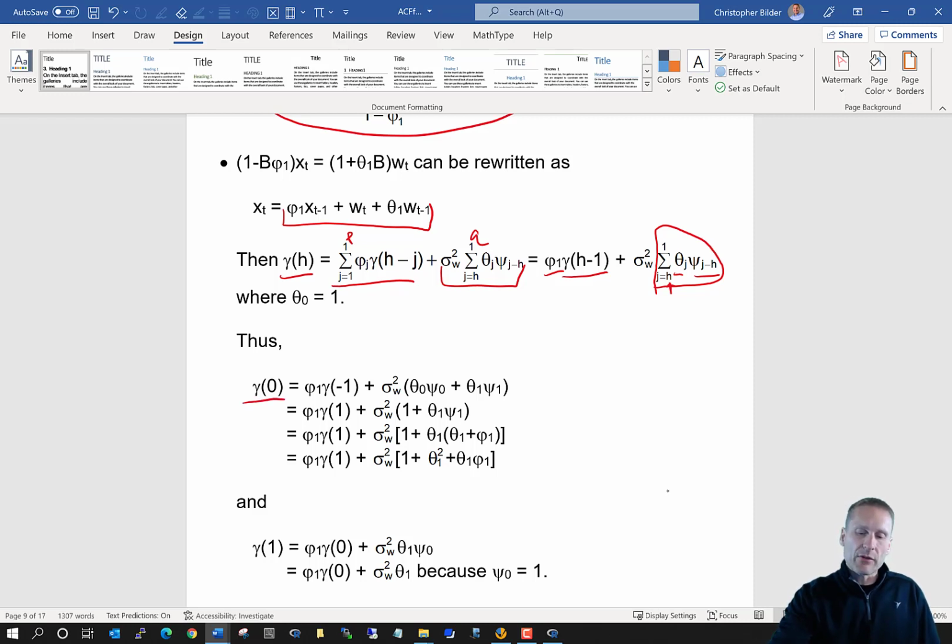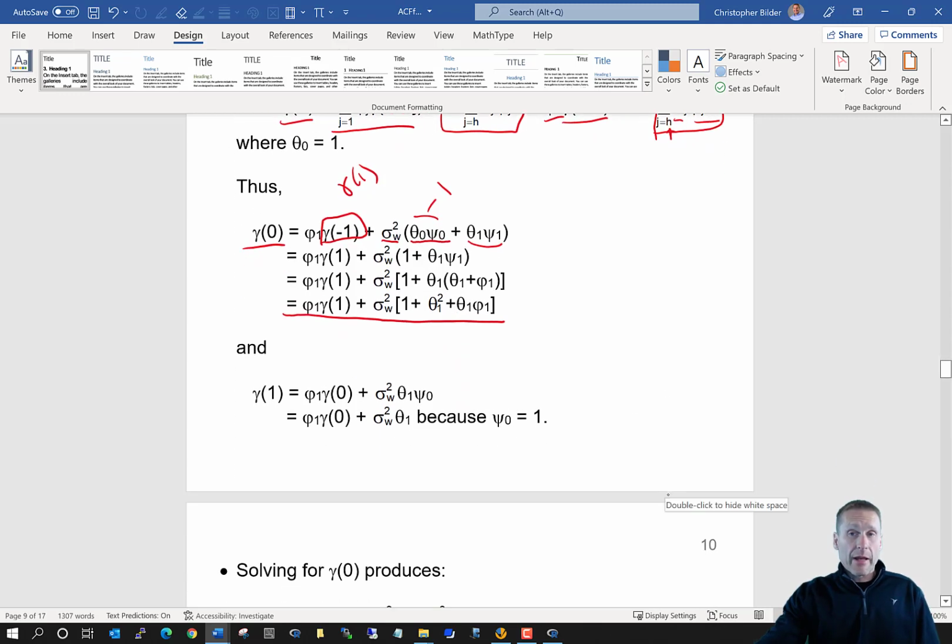So if h was equal to 0, we have gamma of 0 is equal to phi1 times gamma of negative 1. Now remember, with our models, this is equivalent to gamma 1 because it doesn't matter if you're shifting up or shifting down in terms of our lag. We have a sigma squared times, again, h is equal to 0, so we go j equals 0 to 1. We have the theta 0, psi 0. Each of these components are equal to 1. Then we have a theta 1 times psi 1 there. Again, a little bit of simplification, and you come down to this end result. Notice it's written in terms of gamma 1.